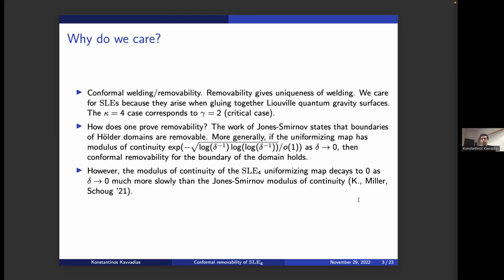This was shown in a joint work together with Jason and Lukas last year. In fact, in that paper we also showed that the more general Jones-Smirnov condition that was stated and proved in the corresponding paper does not hold for SLE4 either. So as we can see, this makes the problem of conformal removability hard, because all the known conditions fail to hold for the SLE4 case.